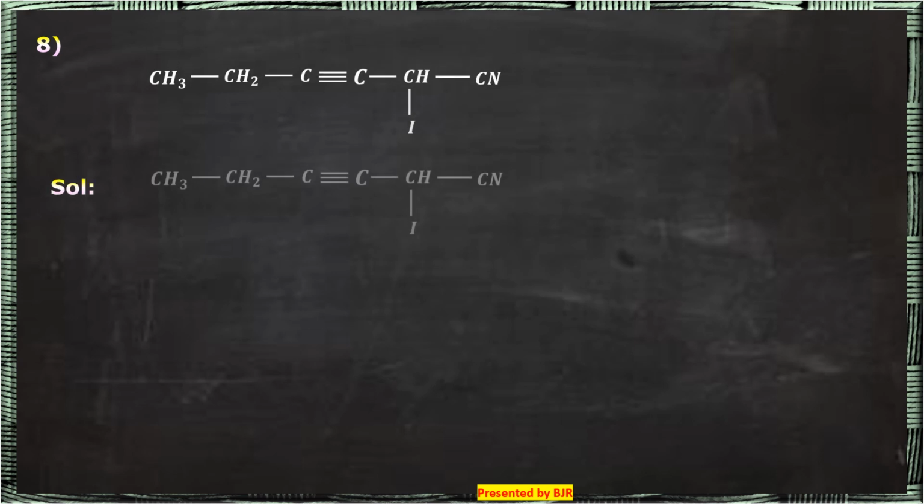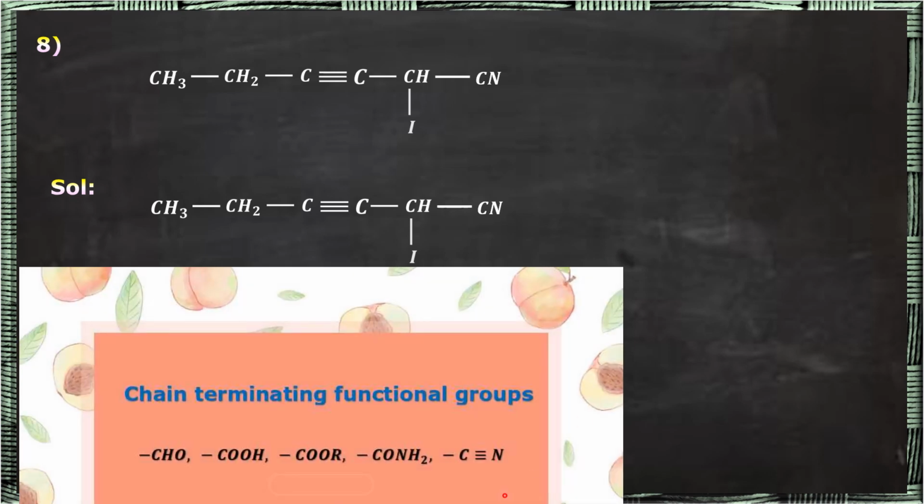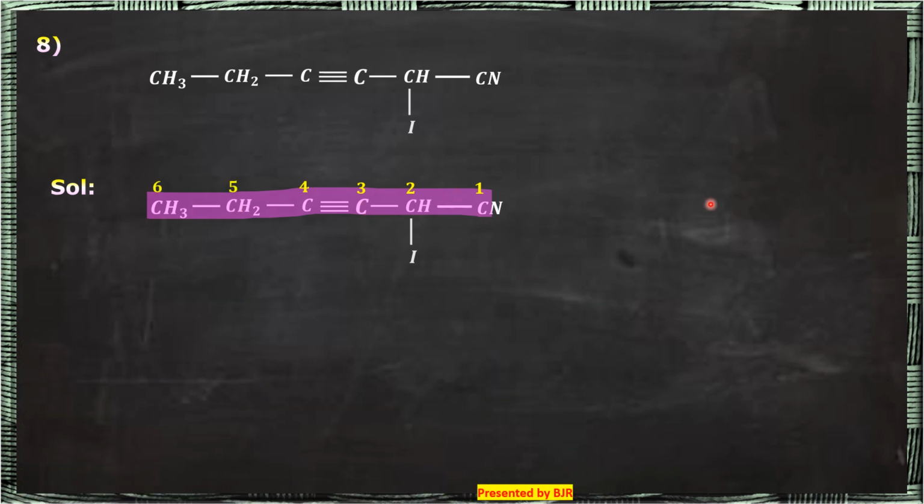Next, problem number 8. Solution. Here the functional group present in this organic compound is the cyanide functional group. The CN functional group is there, and it is one of the chain terminating functional groups, C triple bond N. So when a chain terminating functional group is there, that carbon atom must be assigned number 1 while numbering the parent chain. This is the parent chain. I am numbering from right to left.